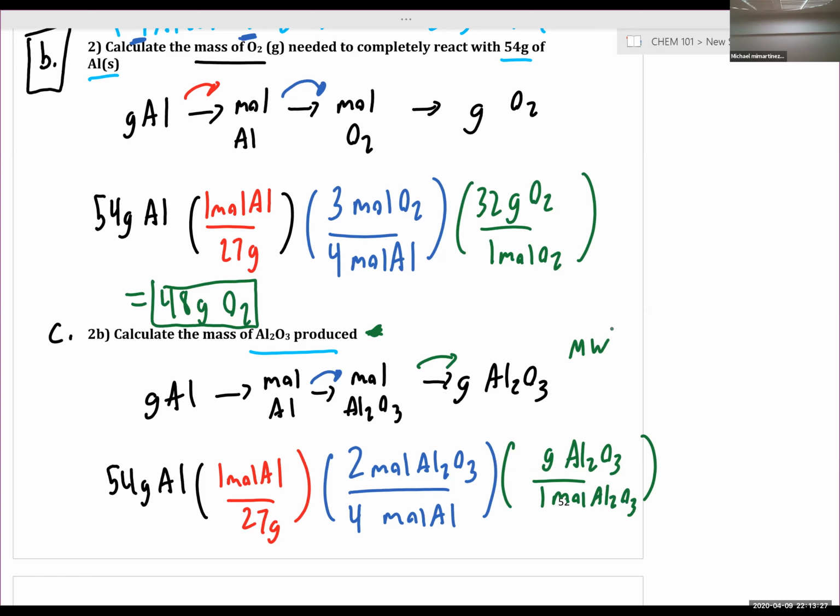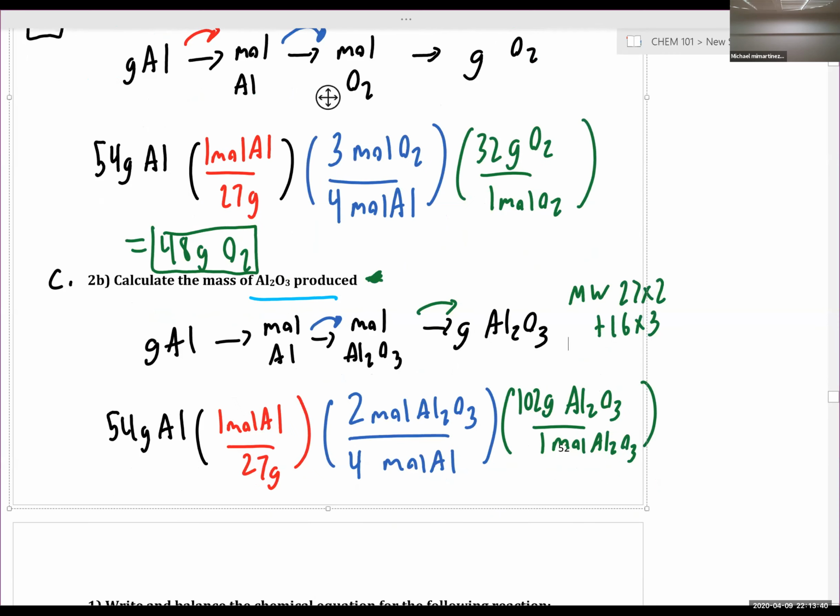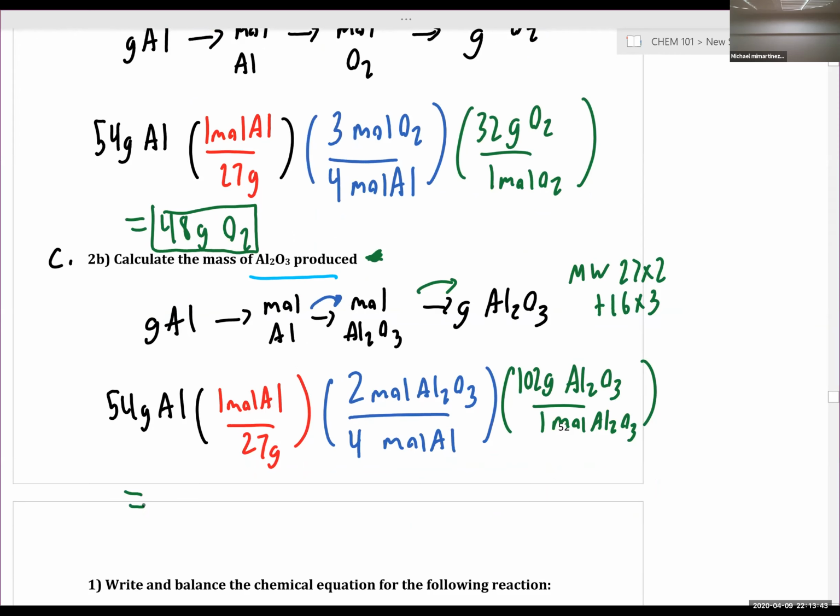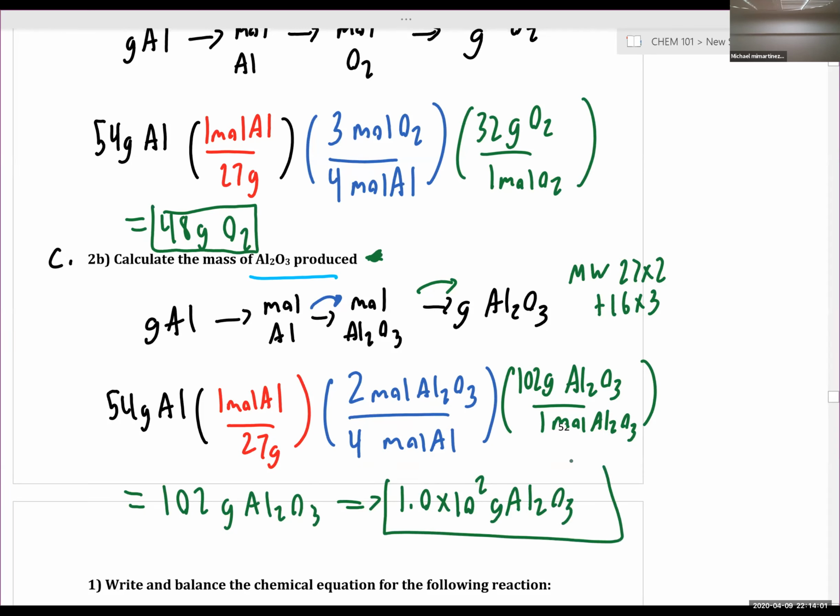Here, all your response is perfectly correct. So for aluminum, we have 27 times 2 plus 16 times 3 for oxygen, and that in turn gives us about 102 grams per mole. Once we punch this entire expression in our calculator, we get a total of 102 grams of aluminum oxide that we then round to 1.0 times 10 to the second grams of aluminum oxide, just to respect the fact that our input has 2 sig figs.